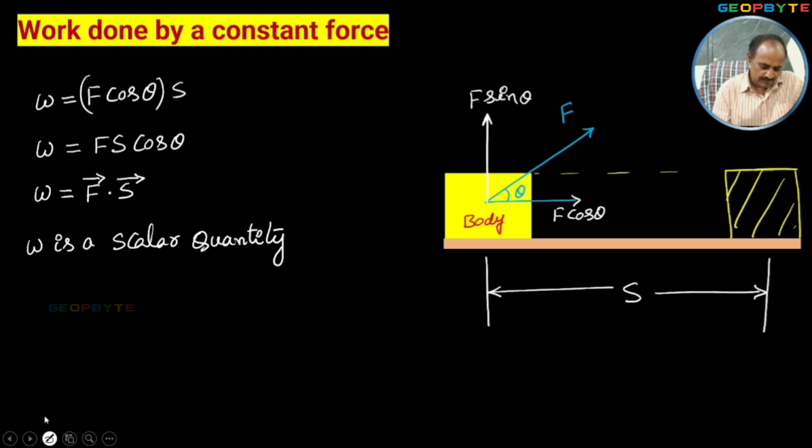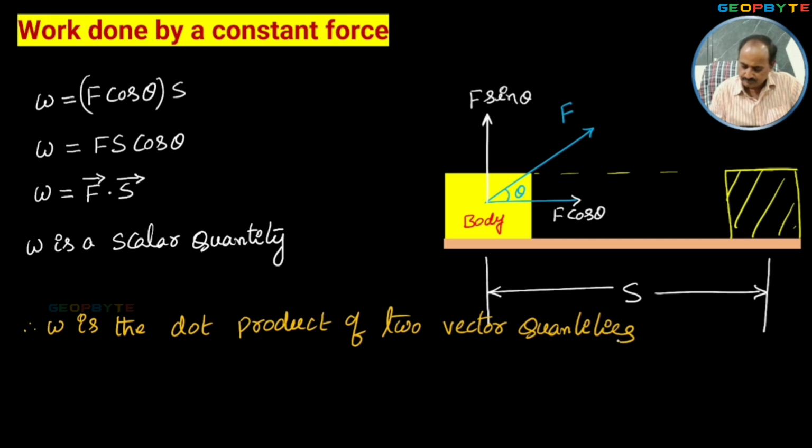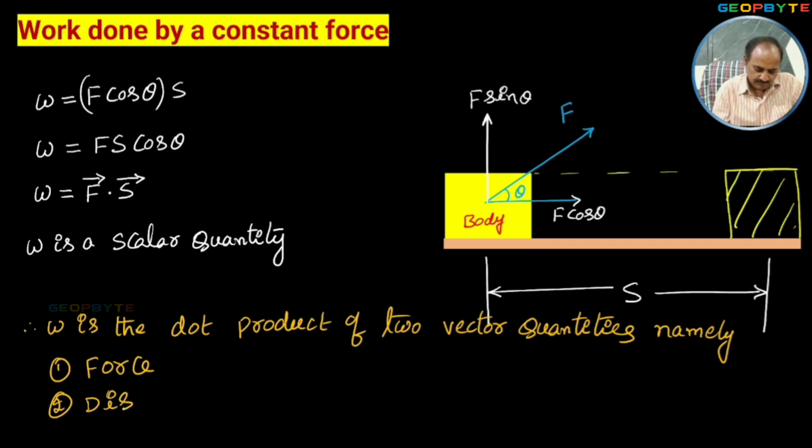Let me write that point. Therefore, work is the dot product of two vector quantities, namely force first one, and second one, the displacement.